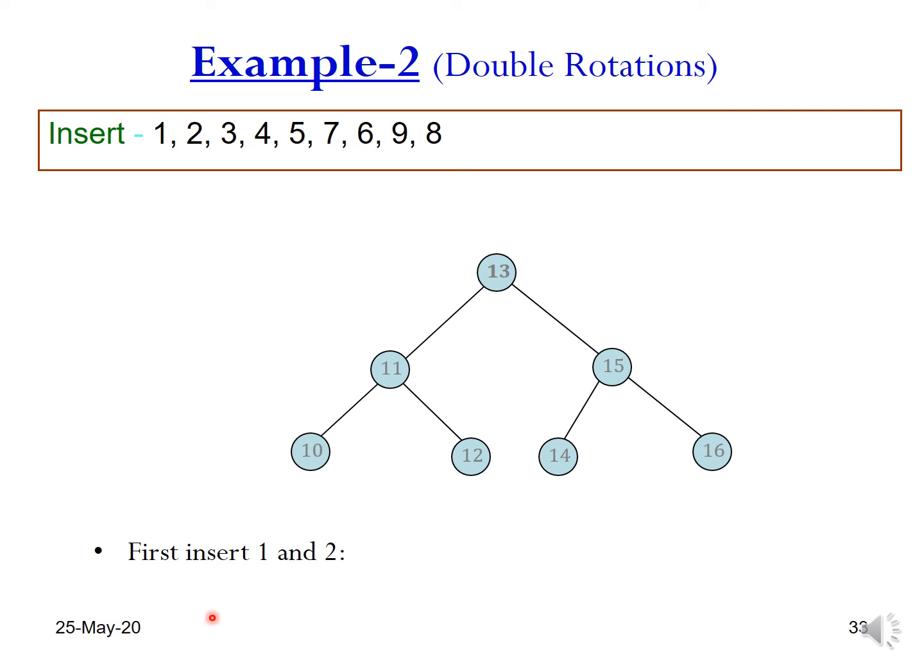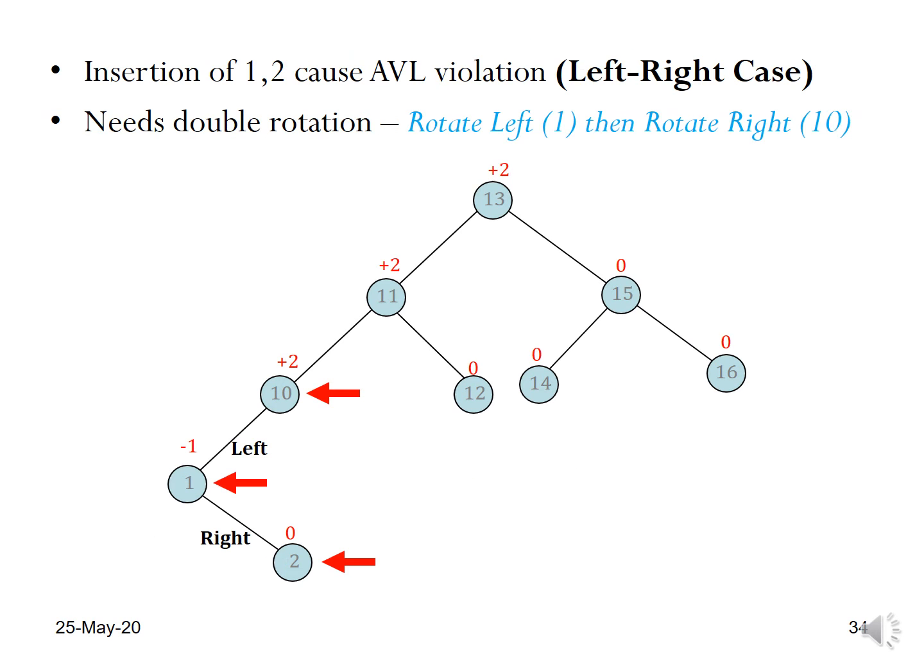So first we will insert 1 and 2, so 1 is less than this 10, so it should come here, and 2 is also less than this, so it will come here. Now the insertion of this 1 and 2 causes an AVL violation, because after inserting this 1 and 2 we will calculate the balance factor of all the nodes.